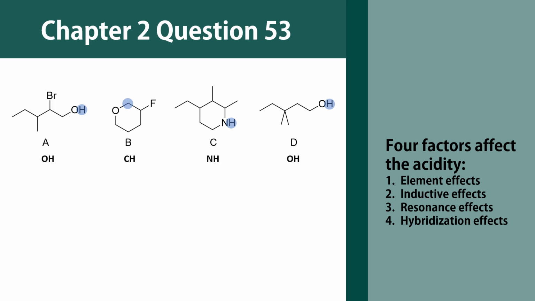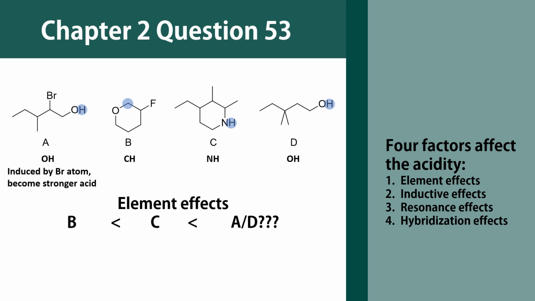So we can see A is OH, B is CH, C is NH, and D is OH. So we can do the first screening, where CH is the weakest acid, next NH. The remaining answers, A and D, are OH. They share the same element effect. So what do we do? We proceed to the next screening, which is the inductive effect.